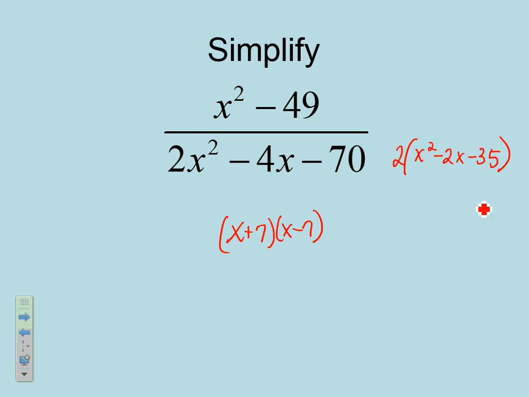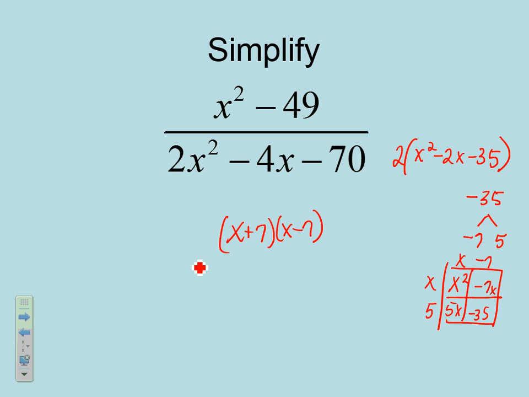1 times negative 35, negative 35. Two factors of negative 35 that give me negative 2 would be negative 7 and 5. Do your 4 squares. x squared minus 7x plus 5x minus 35. That'd be x, negative 7, and 5. So the bottom would be x minus 7 times x plus 5.